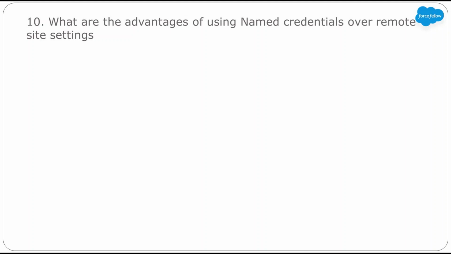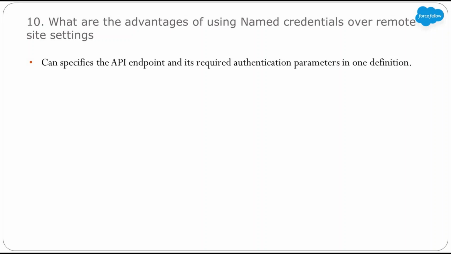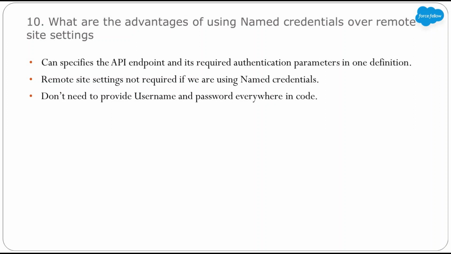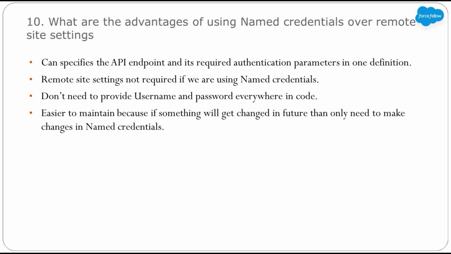So if we specifically talk about the advantages of using named credentials, then we can say we can specify the API endpoint and its required authentication parameters in a single definition. And remote site settings is not required if we are using named credentials, because we can add our API endpoint in the named credential itself. And also we don't need to provide username and password everywhere in code. And it is easier to maintain, because if something changes in future, then we only need to make changes in named credentials. Okay. So we should try to use named credentials over remote site settings, because there are lots of advantages of using named credentials. Okay.